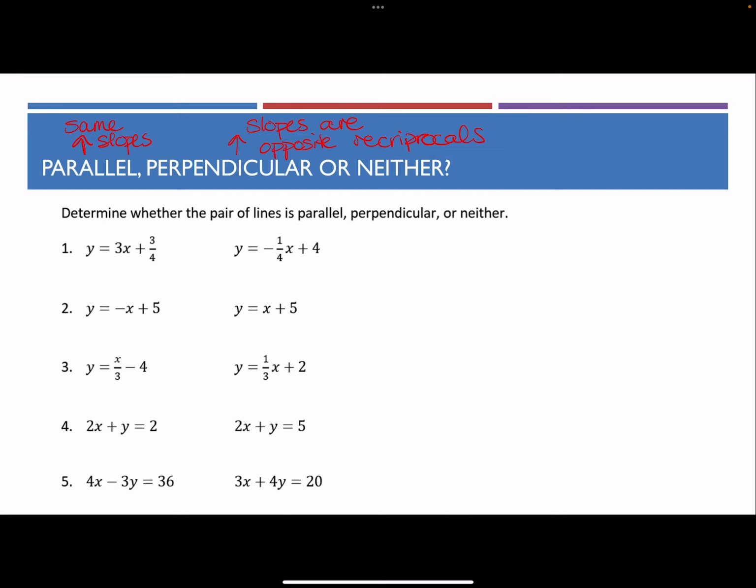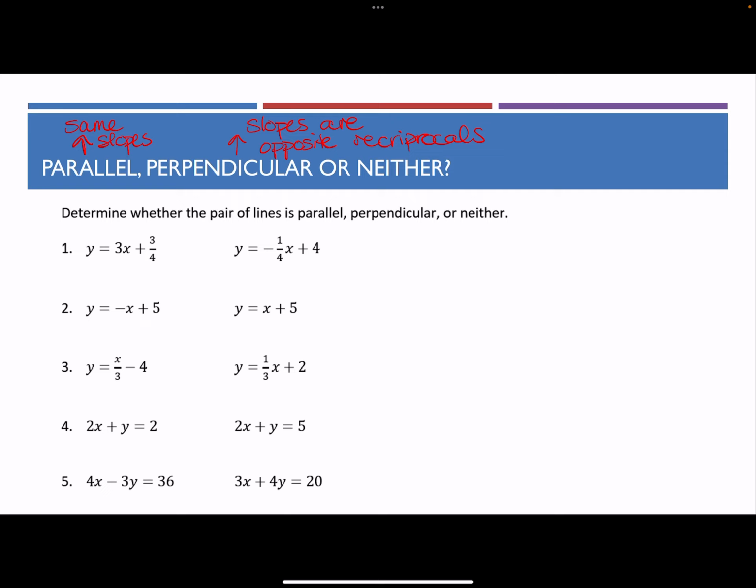And neither, that would be if the slopes don't really have a relation to each other. So if your slopes are like 4 and 2, or like negative 7 and 0, then we would say they're neither. They're not the same. They're not opposite reciprocals. So that means the lines do cross, but they don't cross in a 90-degree angle. So we got to find the slope.